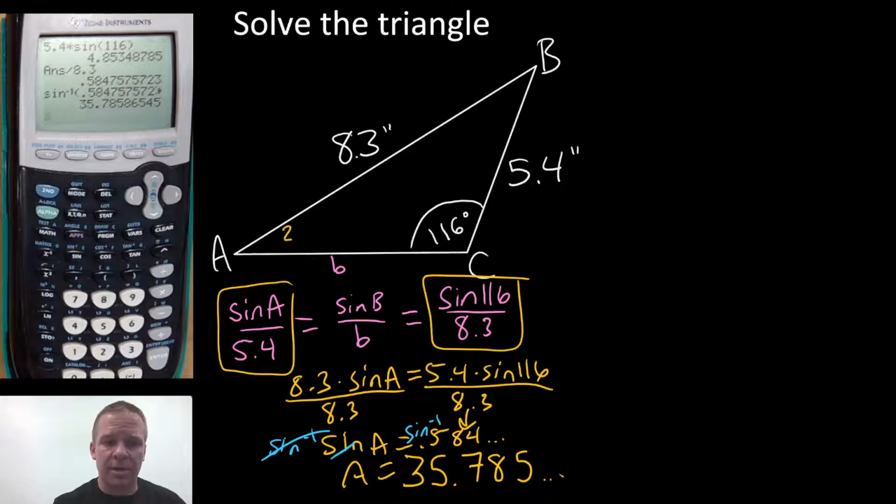So I'm going to go ahead and throw this in here, 35.79. We'll round it to 2 decimal places when I place it into my triangle. So that's my final answer for angle A.